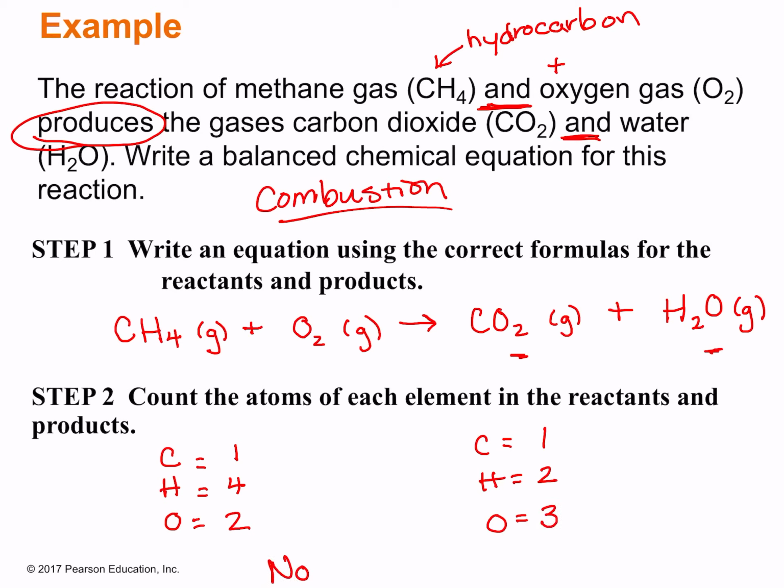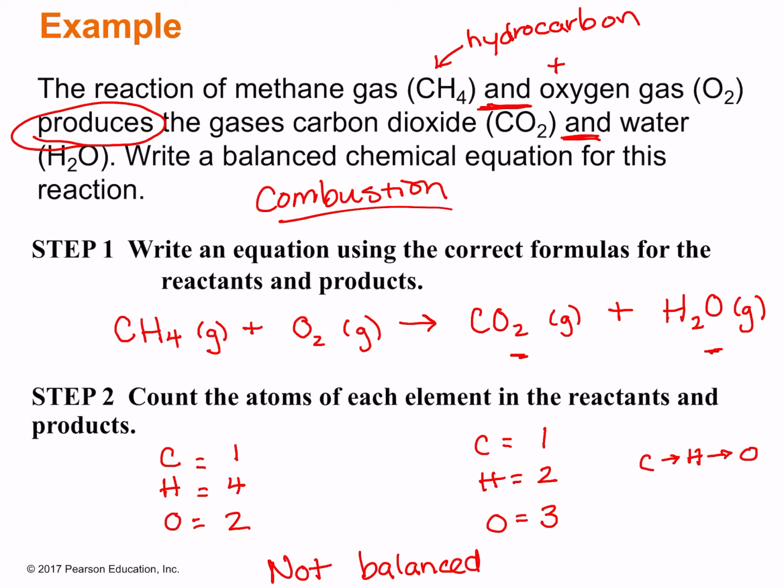So right now, this is not balanced. We would need to go through and figure out how to balance this. Our carbons look fine. And I told you guys that in combustion reactions, always do carbons, then hydrogens, and then oxygens.